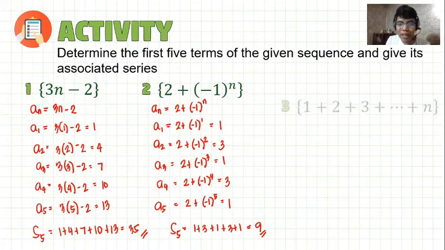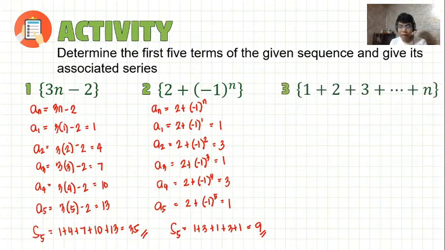Now, for the last one, we have the sequence defined by 1 plus 2 plus 3 plus until plus n. So, therefore, magsa-stop lang yung pag-a-add nyo sa n. Okay? Since we have ellipsis here, ibig sabihin yan, the pattern continues. So, magkukontinue lang siya until n. And our n, magdidepende yan sa hinihingi. And since we have here first five terms, so until 5 lang rin yung n natin. Okay? So a sub n here is actually 1 plus 2 plus 3 plus until plus n.